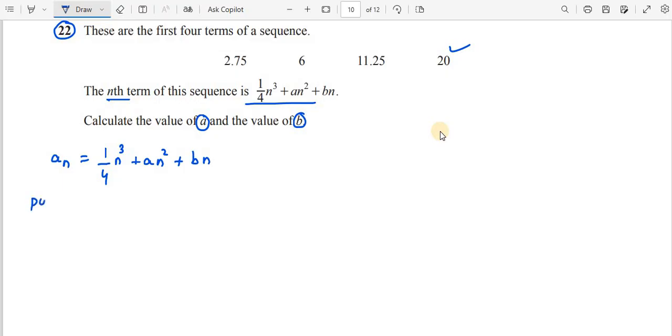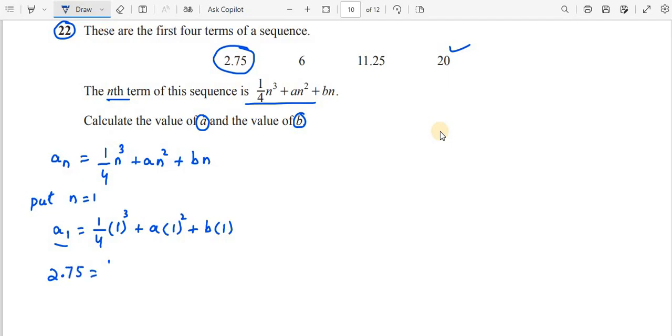Put n is equal to 1 for the first term. So a n is equal to 1 by 4, 1 raised to the power 3 plus a into 1 power 2 plus b into 1. So a1, meaning the first term, is equal to 2.75.